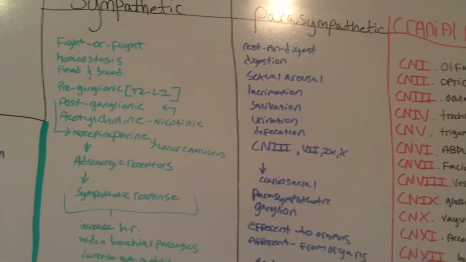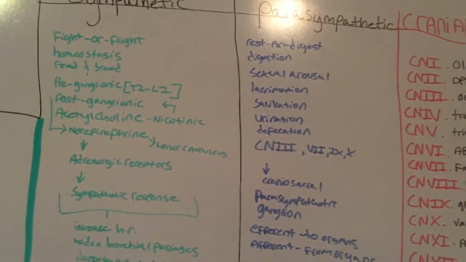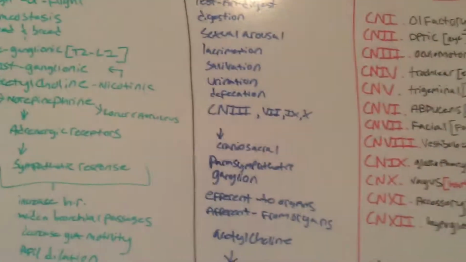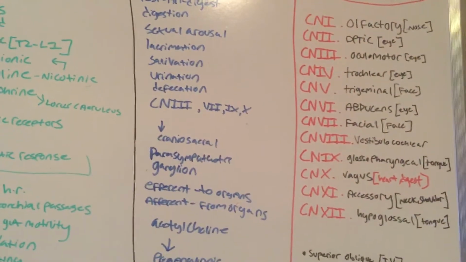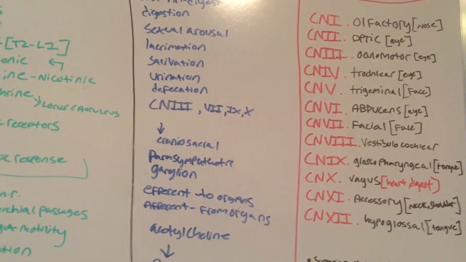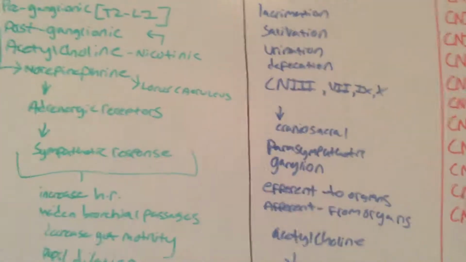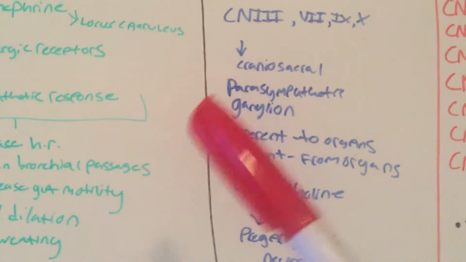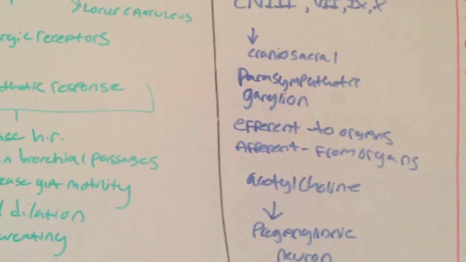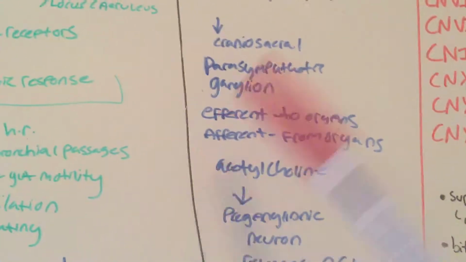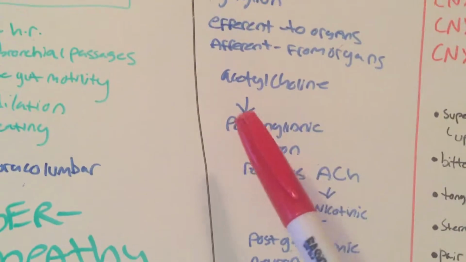It's responsible for digestion, sexual arousal, lacrimation, which is crying, salivation, urination, defecation. It also deals heavily with the glossopharyngeal nerve, the vagus nerve, the facial nerve, and the oculomotor nerve. Again, that's a craniosacral system. And how that functions is a parasympathetic ganglion releases an afferent or efferent neuron. These release acetylcholine.